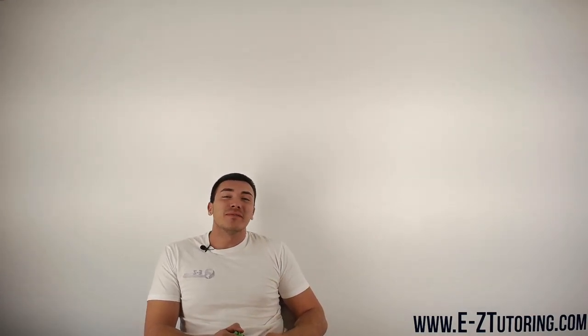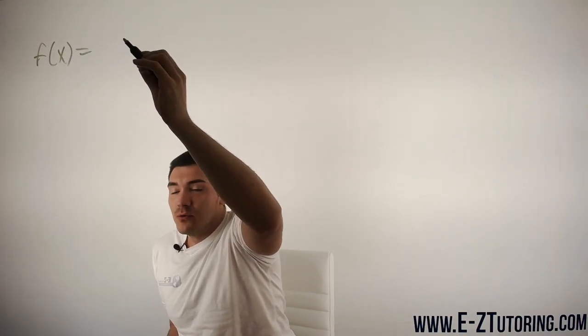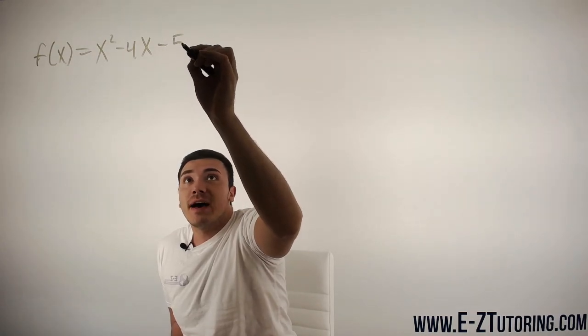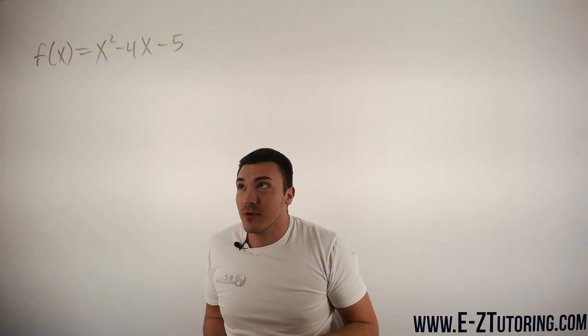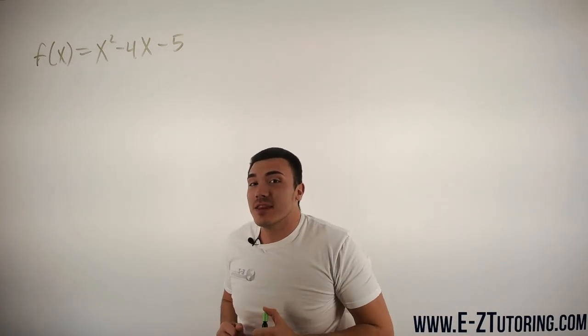Today we're going to cover how to graph a quadratic equation that is written in standard form. So suppose we have the equation f of x is equal to x squared minus 4x minus 5. In order to graph this, there are a number of steps you need to do. Now before I jump into those steps, I would like to talk about this a little bit.